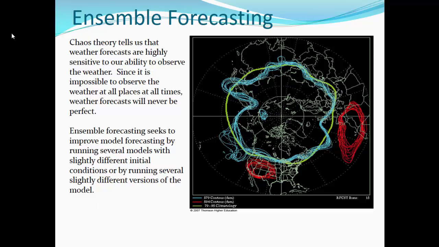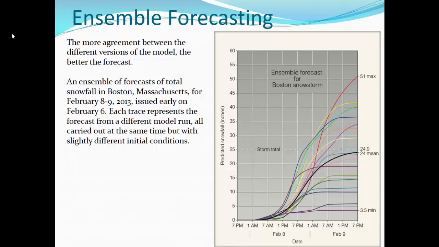And then you can see where different parts of the model are very, very accurate. Over central North America, the northern plains, very tight clustering of the model output. And again, lots and lots of data points to work with. So ensemble forecasting improves model forecasting by running several different types of models with either different initial conditions or slightly different model parameterization. Here is an ensemble model forecast for Boston back in 2013.